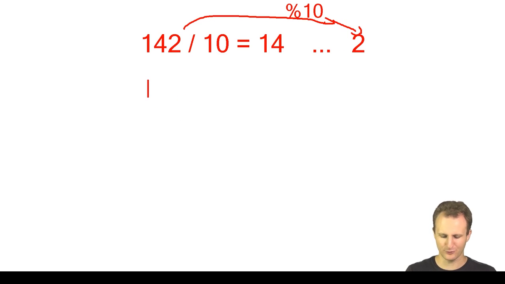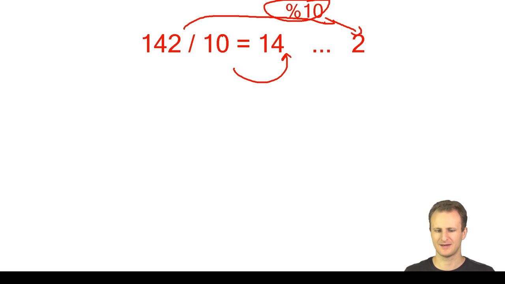Okay, and then if we say 142 divided by 10, that gives us 14, and we've just removed the last digit. So using percent 10 gives us the last digit, and dividing by 10 removes the last digit. So this operation of division removes the 2, and it leaves us with just 14.